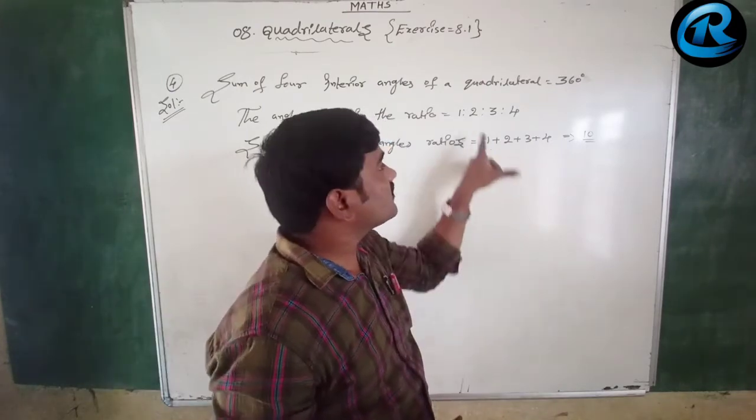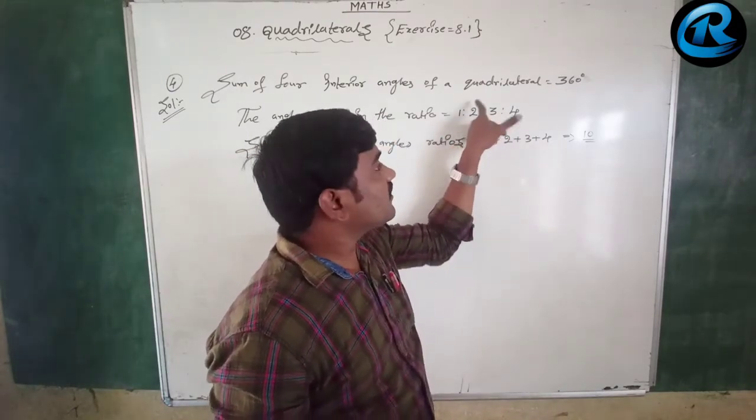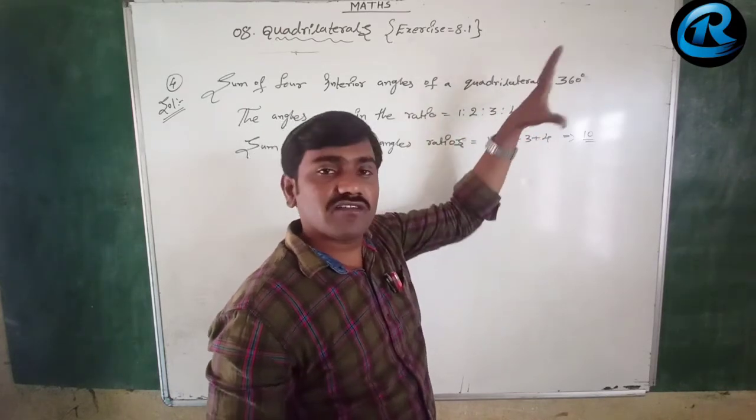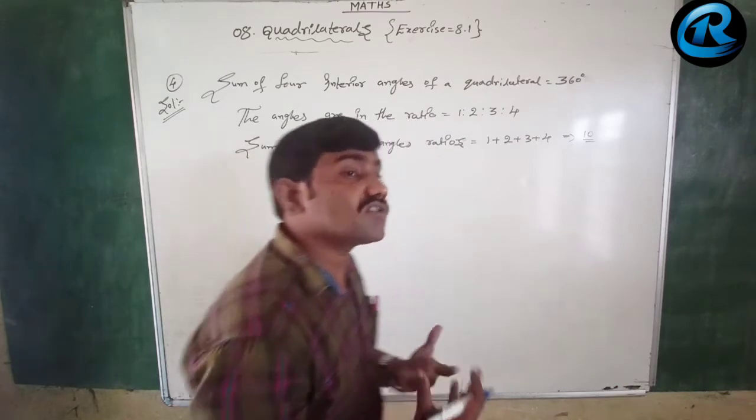From that, one part is given for the first angle, 2 parts are given for the second angle, 3 parts are given for the third angle, and 4 parts are given for the fourth angle. Now we have to find out what those angles are.